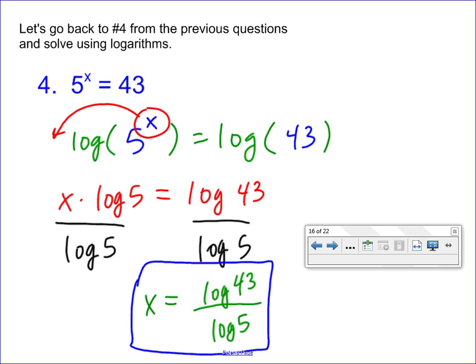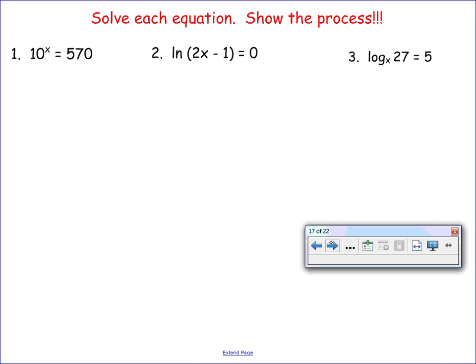Some of these problems you'll have to use the log of a power property, and some of them you won't. Let's go ahead and get started. On your next slide, go ahead and add or subtract, multiply or divide to isolate the exponential. Right now my exponential in number 1 is already alone. Is 570 a perfect power of 10? No. Can I answer this with just my half sheet? No, and so this is a perfect opportunity to use our log of a power property.